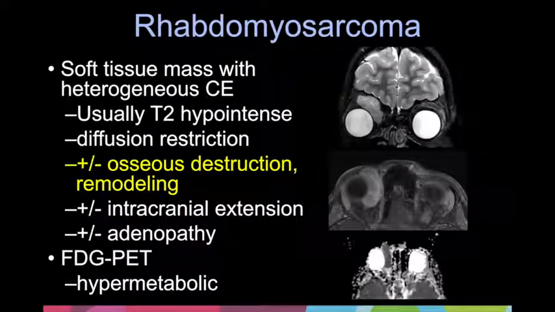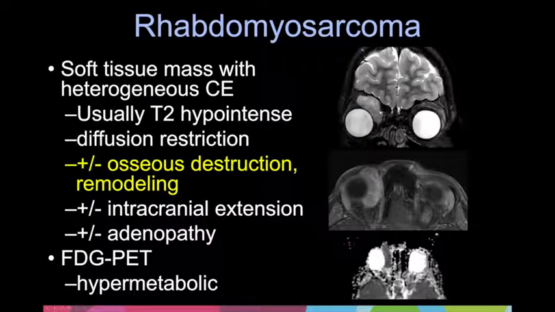As a primary mass, rhabdomyosarcoma tends to be hypointense on T2 weighted images, heterogeneously enhancing with diffusion restriction, with or without bone destruction, and is frequently hypermetabolic on FDG PET. Although the prior case demonstrated bone destruction, lack of bone destruction does not exclude rhabdomyosarcoma in the head and neck.